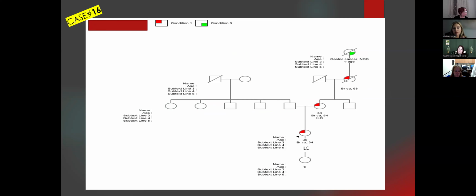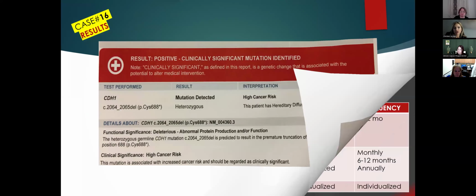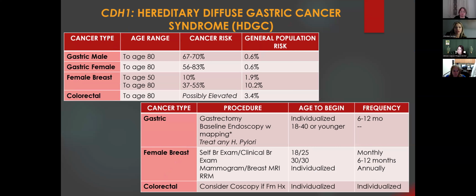This is a patient that had breast cancer at 34, and her mom had breast cancer. Both had invasive lobular, and there are some distant relatives with breast and stomach cancer. She tested positive for CDH1, which is hereditary diffuse gastric cancer syndrome. This is a pretty devastating syndrome too. It's a very high risk for that diffuse gastric cancer that's really hard to detect because it's in the lining of the stomach and doesn't present with a mass or a polyp.